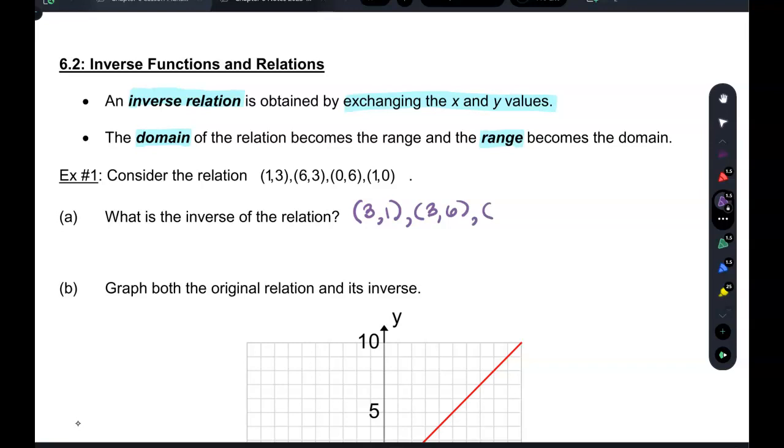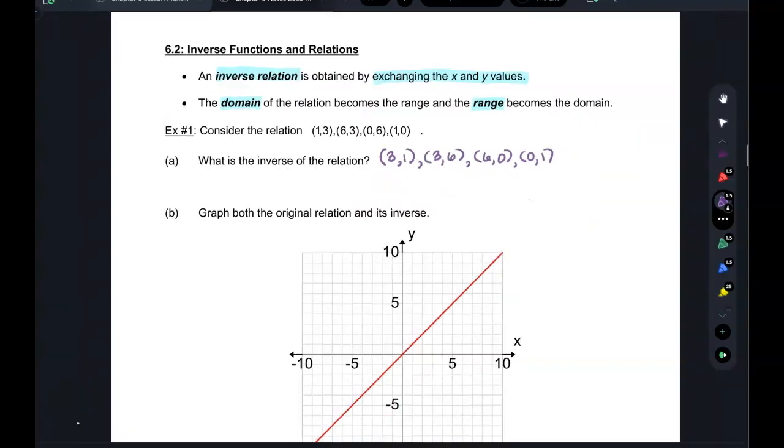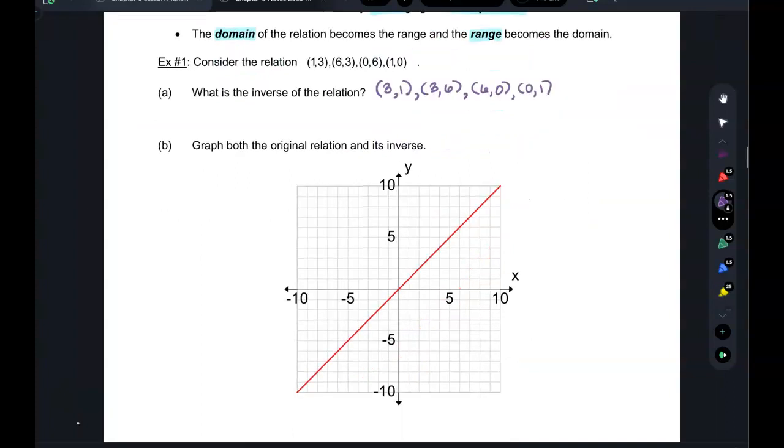We're going to be doing a whole lesson on not just ordered pairs, but how this affects other types of graphs. Let's graph. I want to look at the relationship between the original relation and the inverse. So let's graph 1, 3, 6, 3, 0, 6, and 1, 0. Okay, it says 0, 1 up there.